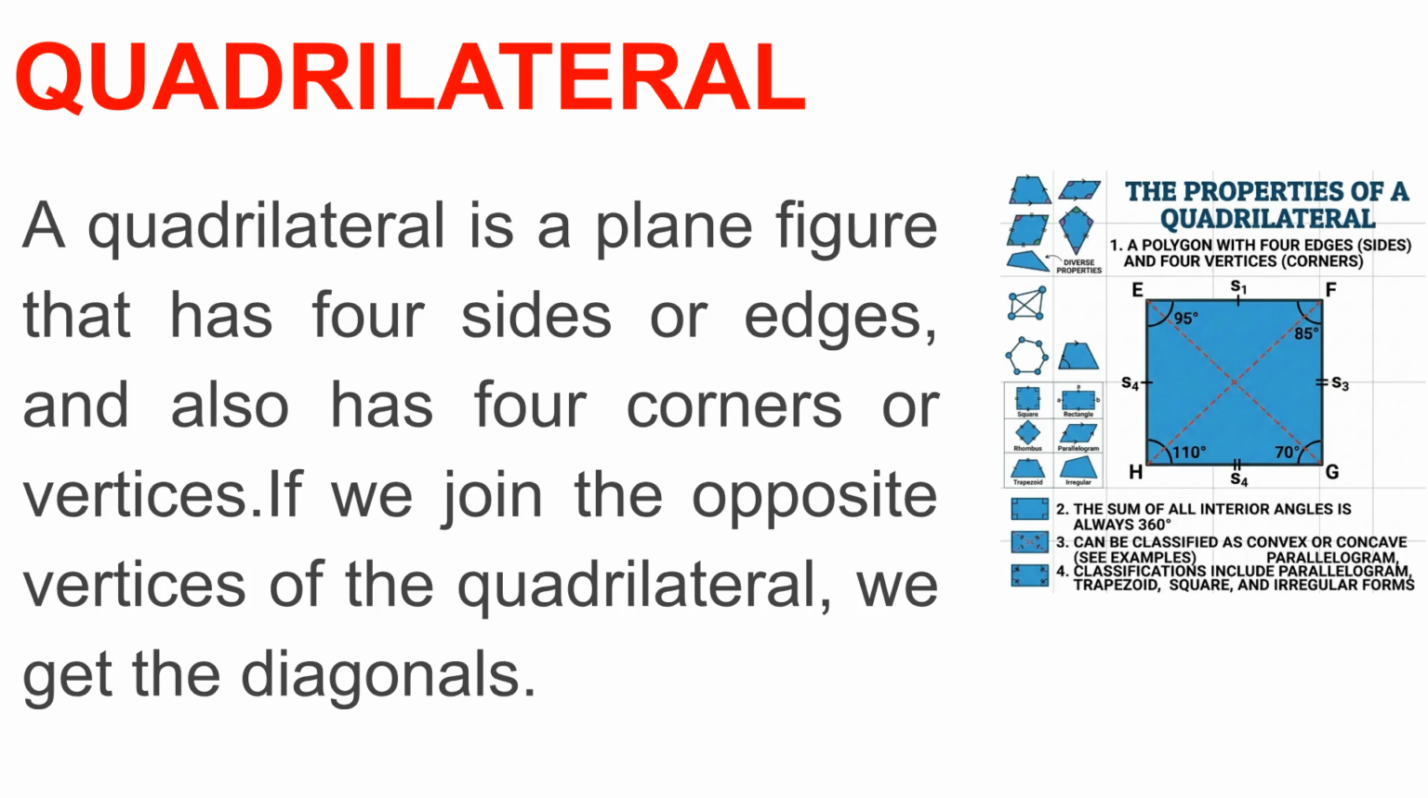A quadrilateral is a plane figure that has four sides or edges and also has four corners or vertices. The angles are present at the four vertices or corners of the quadrilateral. If we join the opposite vertices of the quadrilateral, we get the diagonals.